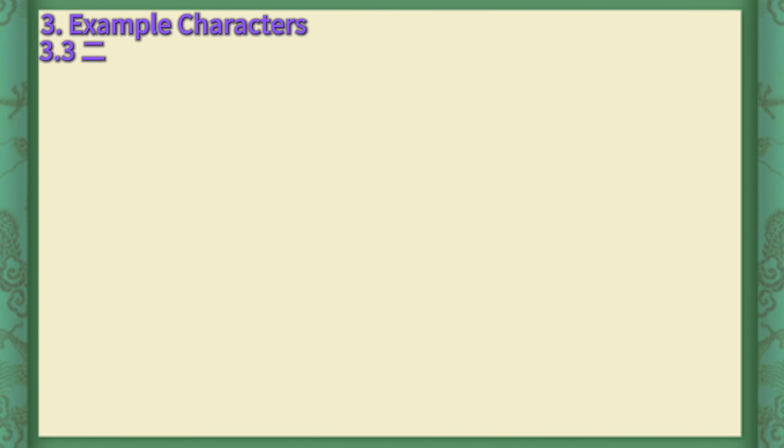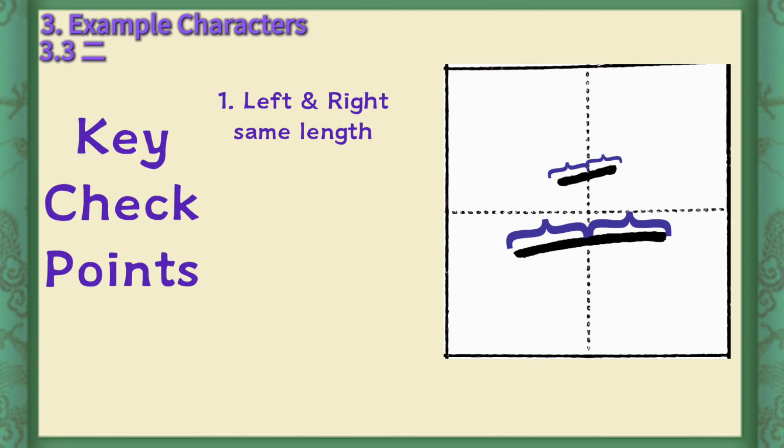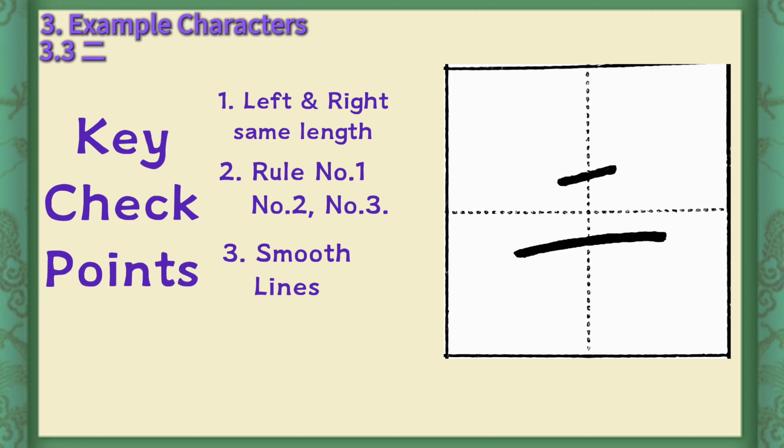So for us self-taught learners, here are the self-check key points. First, the length of both sides is almost equal. Second, the two strokes follow rule number 1, rule number 2, and rule number 3. Third, the strokes are smooth. Fourth, the distance between the two Heng is almost the same as the length of the short Heng.